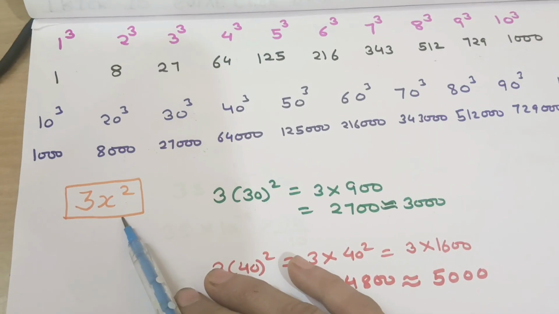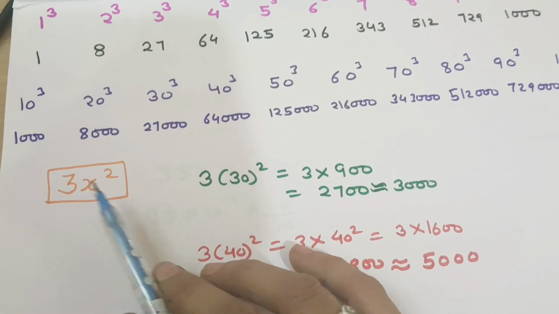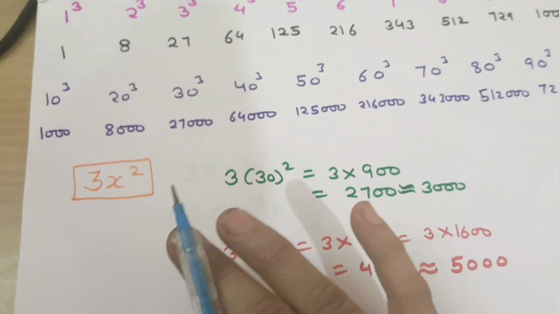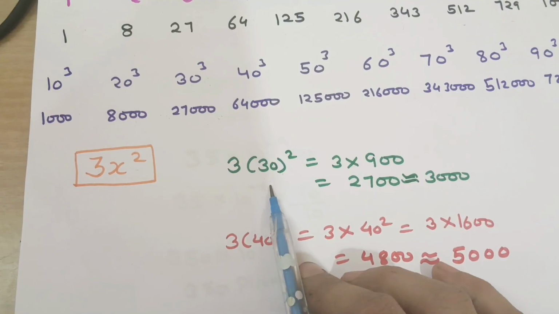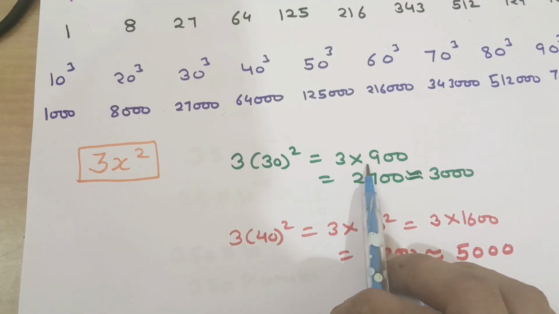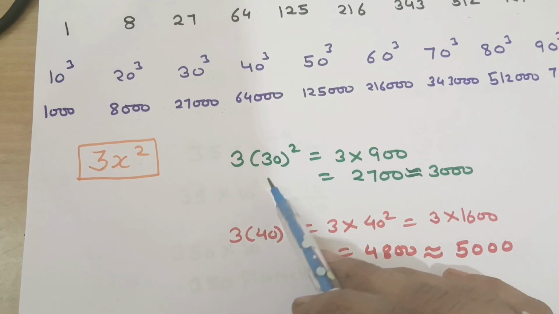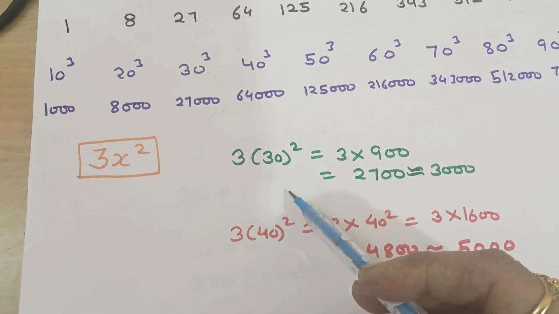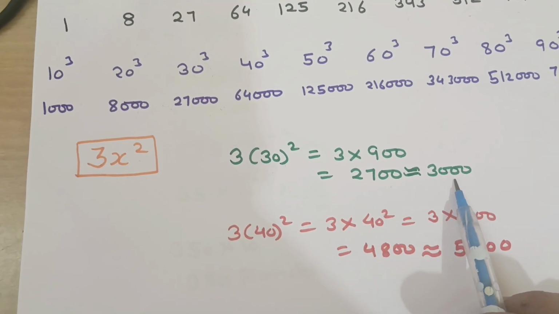So students, now the trick is 3x square. What is the 3x square concept? 3x square means, for example, we are finding the cube of 30. Now substitute the value of x with 30. Then how much is 3 into 3? 3 into 3 is 9. After that, we need to put two zeros, because 30 we are squaring, then multiplied by 3. That gives 2700, which is almost equal to 3000.